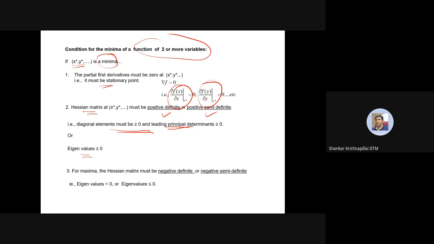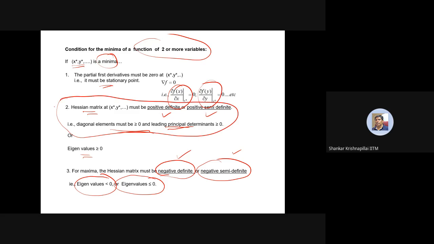And for maxima, the Hessian matrix must be negative definite or negative semi-definite. What is the meaning of negative definite and negative semi-definite? It means that the eigenvalues should be less than 0, or less than or equal to 0. So that is the condition for maximum. But usually people only study the conditions for minimum, because a maximizing problem you can take the negative of and it will become a minimizing one. So there is no need to study both conditions. In the textbook, they only concentrate on the condition for minimum.